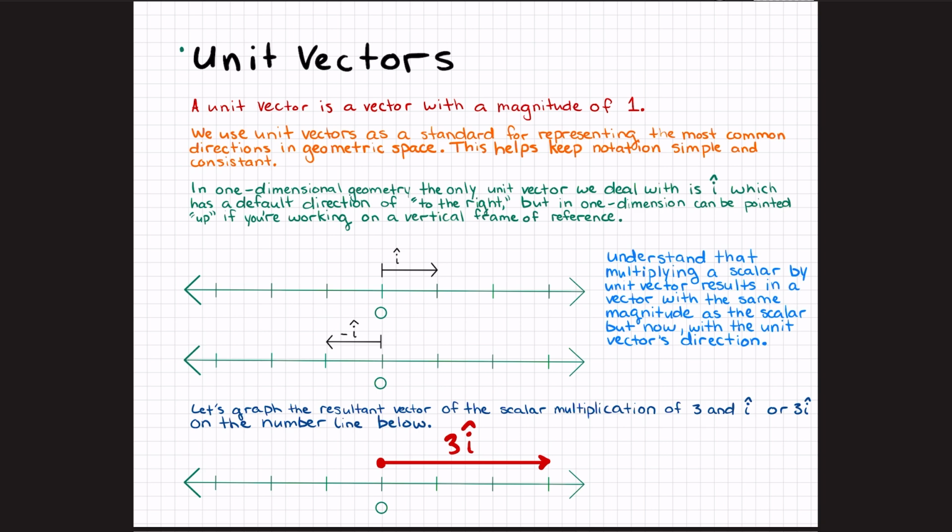I need you to understand that the reason why unit vectors are useful is because of the concept of a scalar multiple. So multiplying a scalar by a unit vector results in a vector with the same magnitude as the scalar, but now also with the direction of the unit vector. Let's graph the result vector of the scalar multiplication 3 and I hat, or in other words, the vector 3I hat. I'm going to create a vector here that is 3 units long and to the direction of the I hat vector. Of course, it's already drawn for you here, but that's an example of your 3I hat vector.